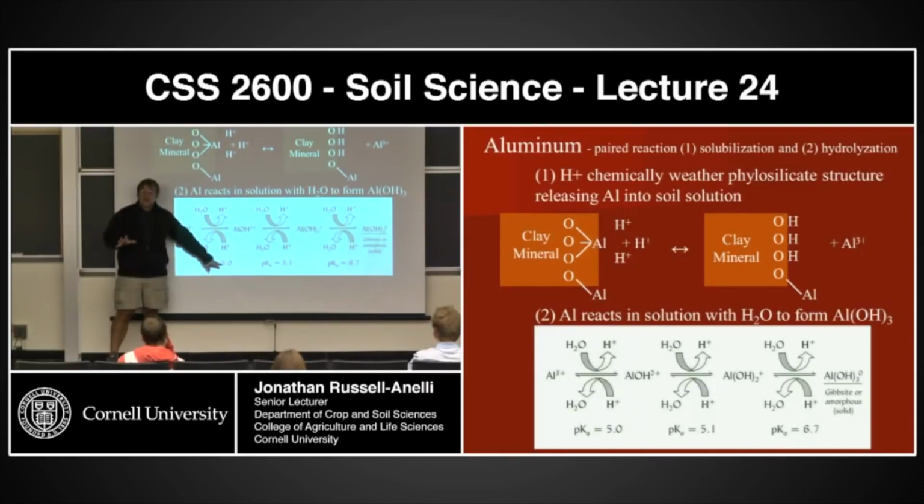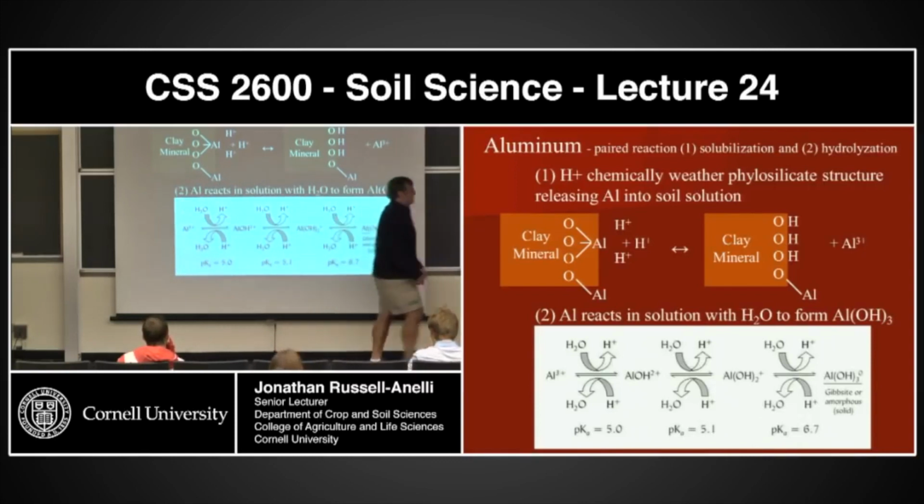Now, what's going to happen when I start trying to raise or change the pH? What's going to happen when I start adding hydroxide? This aluminum is going to bind with that hydroxide to make aluminum OH plus 2. Okay, so it's literally going to take that aluminum out of the soil solution.